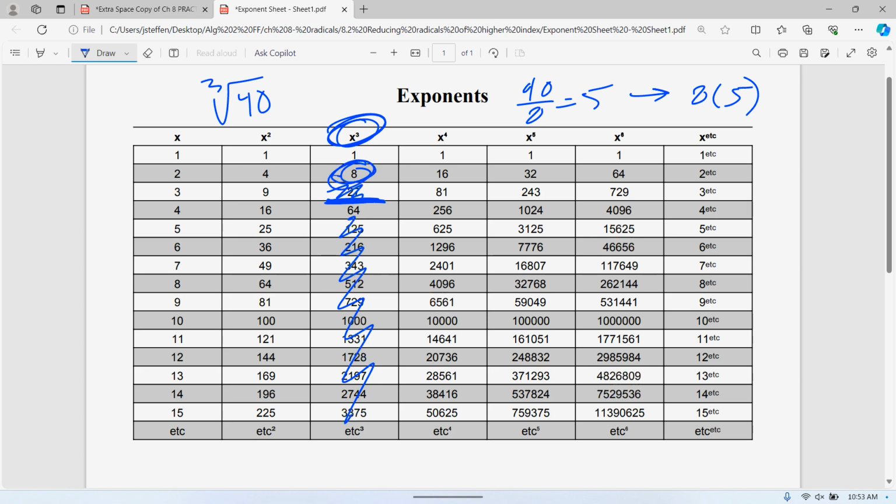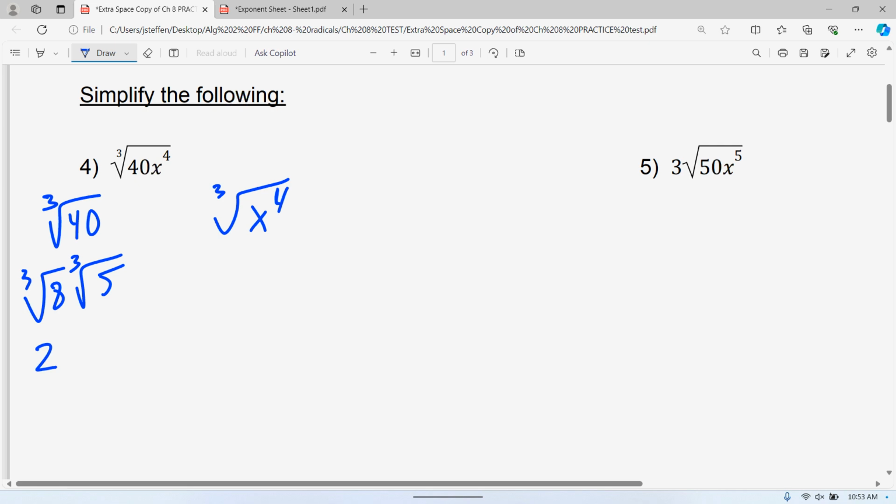With your table, if you go all the way to the left, that is the third root of 8. So the third root of 8 is 2, and then we can't do anything with that third root of 5.